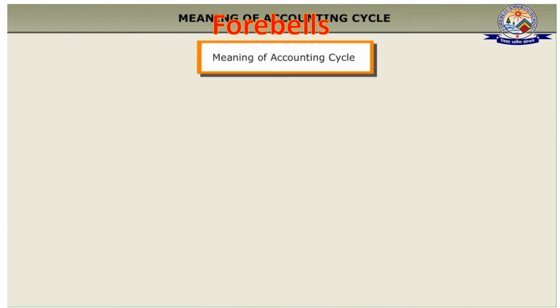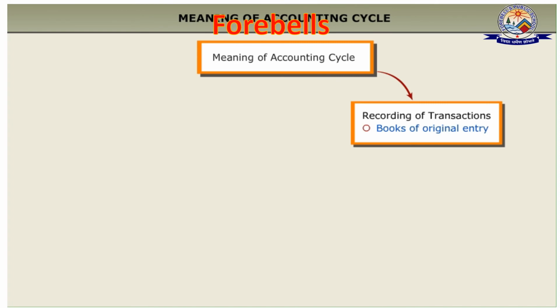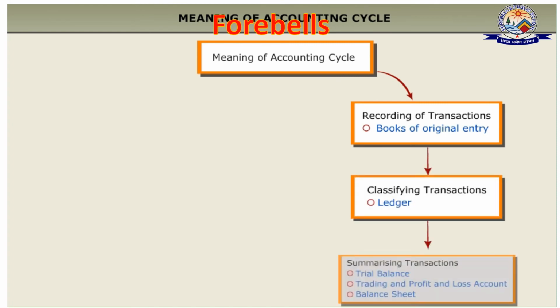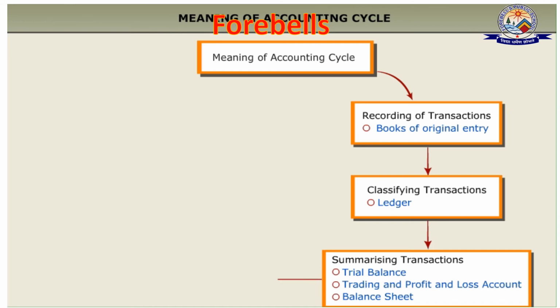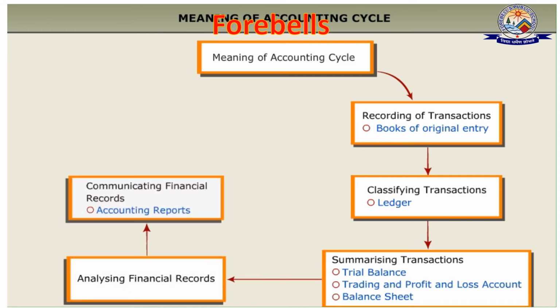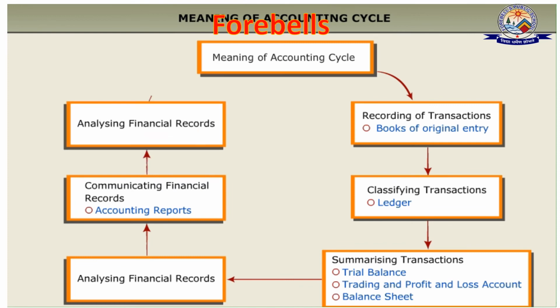Of accounting cycle. Accounting starts with recording of transactions, followed by classification of transactions and summarizing of transactions. After that, financial records are analyzed and financial records are communicated to the users of that accounting information.